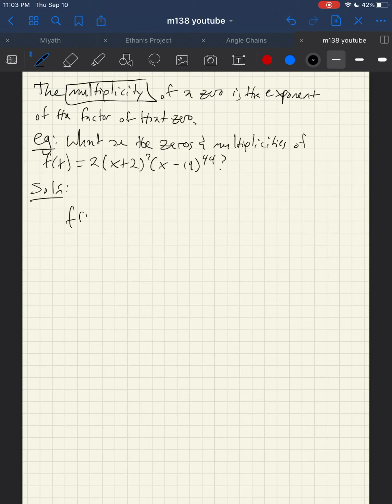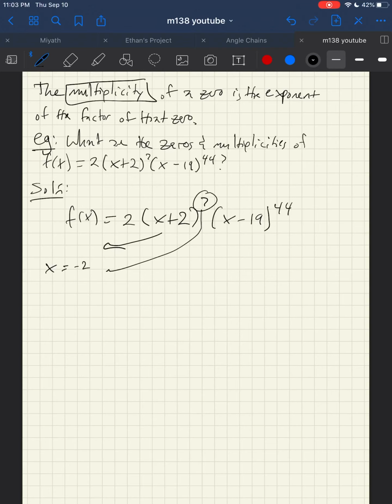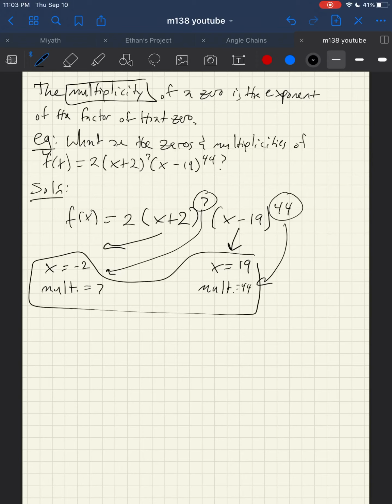So the solution, I'm just going to write, f of x equals 2, x plus 2 to the 7th, x minus 19 to the 44th. So this is 0 at x equals negative 2, and its multiplicity is 7. And this is x equals 19, and its multiplicity is 44. And that's the final answer. That's all I needed.